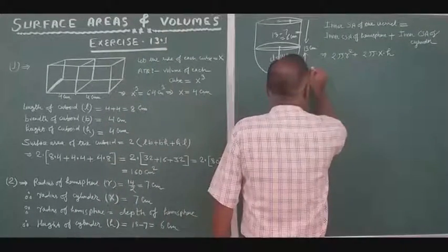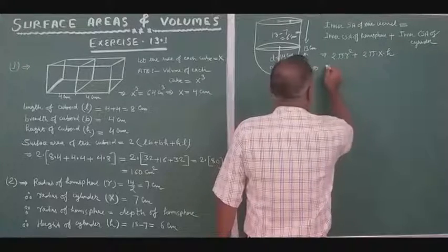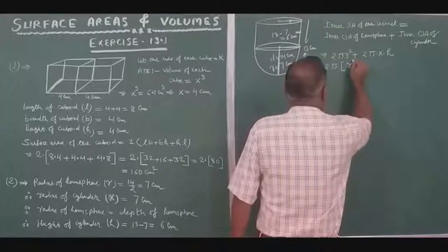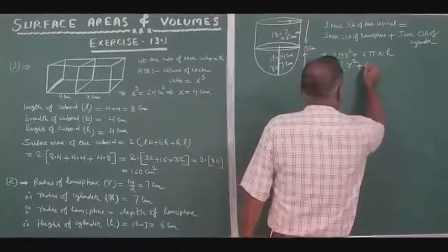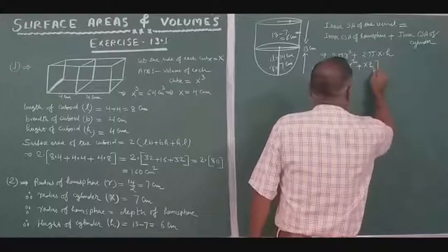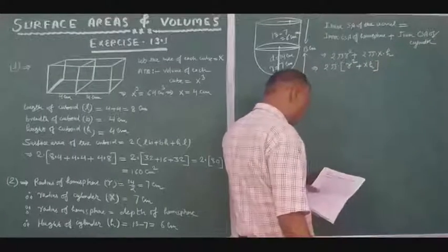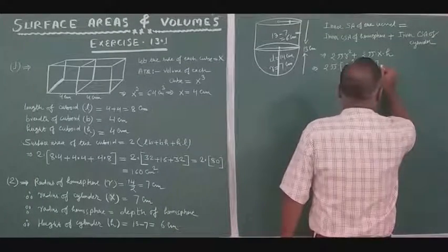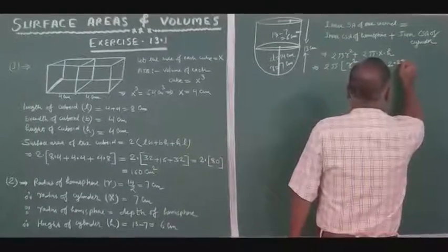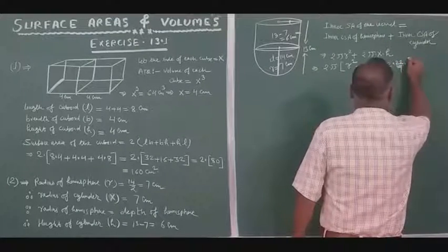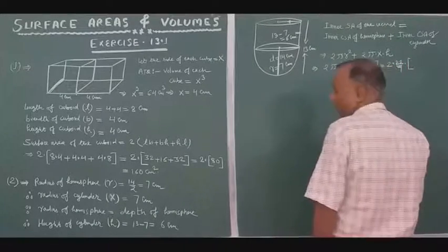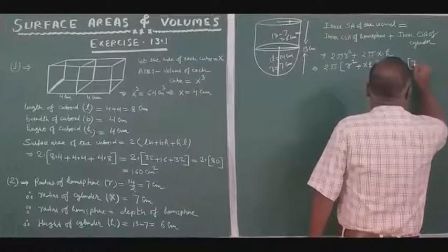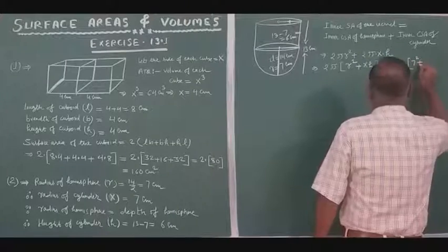So what will you get? First, we can take 2π outside, and inside the bracket we are left with r² + x·h. Now insert all the values. π is not mentioned here, so just put 22/7. So this will be 2 × 22/7 × (r²... What is your r? The radius, 7 squared plus x × h.